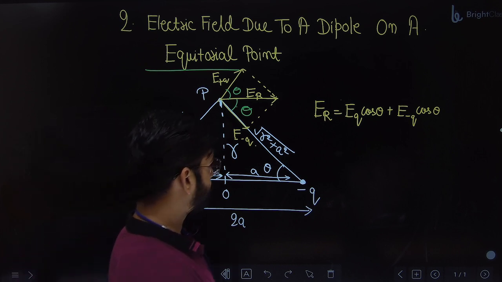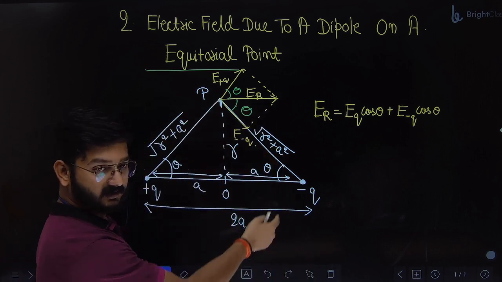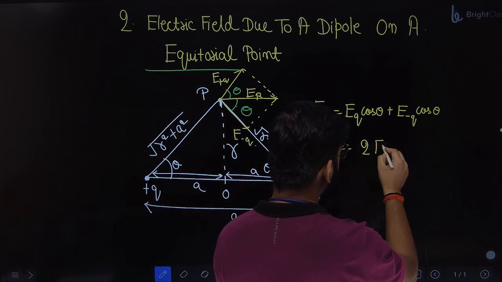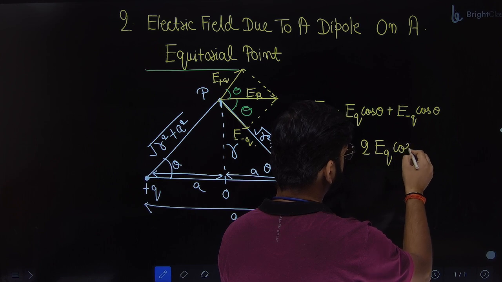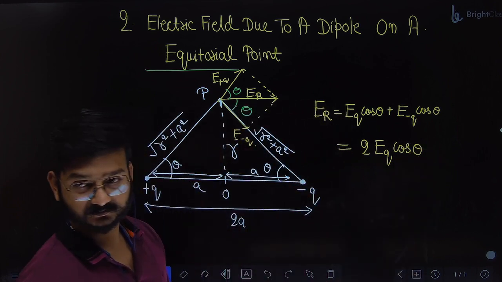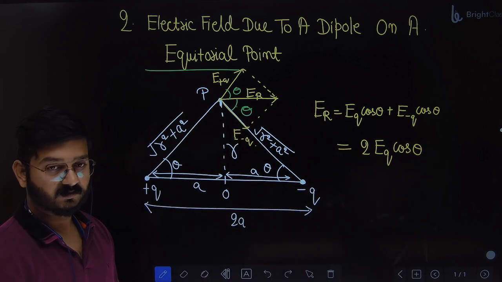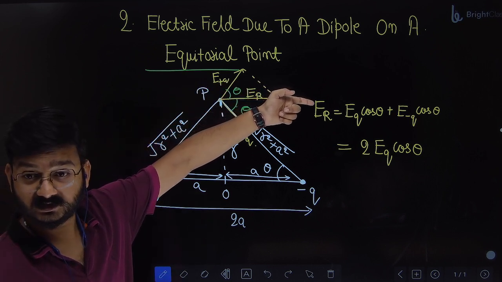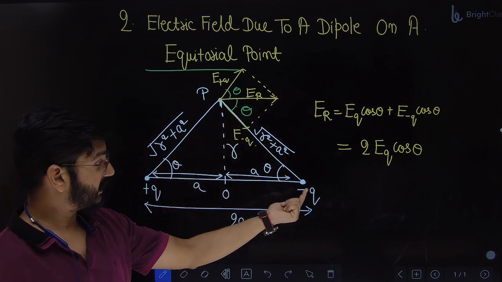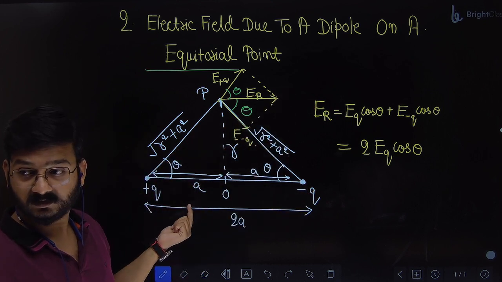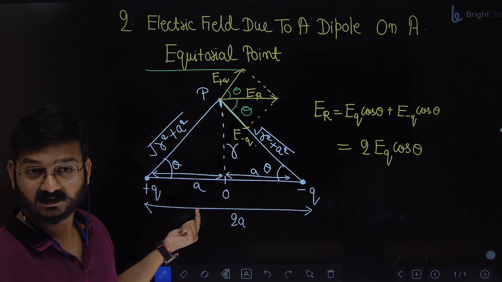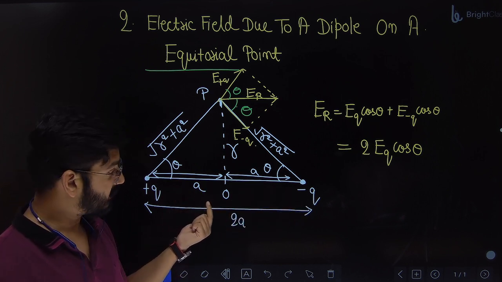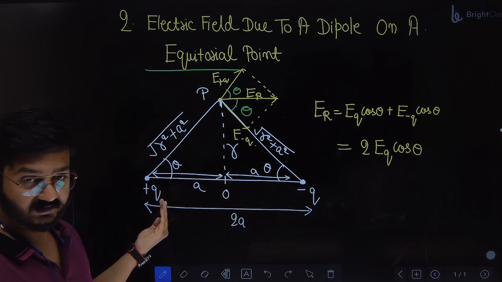Now tell me, the magnitude of EQ and E of minus Q is same or different? Same, because distance is same, charge is same. So what can I write this as? 2 times EQ cos theta. All clear? Now, last thing. What is the direction of ER? Towards right. What is the direction of dipole moment? Left. Dipole moment is from negative to positive charge. So dipole moment will be towards left.